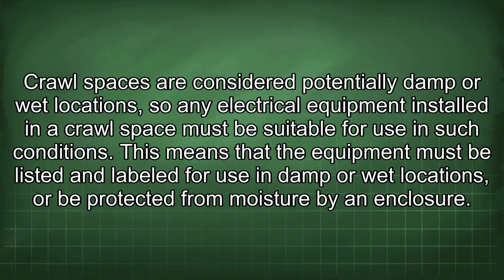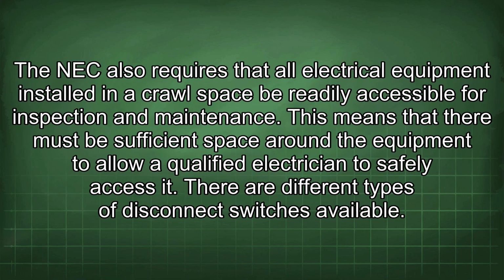Crawl spaces are considered potentially damp or wet locations, so any electrical equipment installed in a crawl space must be suitable for use in such conditions. This means that the equipment must be listed and labeled for use in damp or wet locations, or be protected from moisture by an enclosure. The NEC also requires that all electrical equipment installed in a crawl space be readily accessible for inspection and maintenance. This means that there must be sufficient space around the equipment to allow a qualified electrician to safely access it.